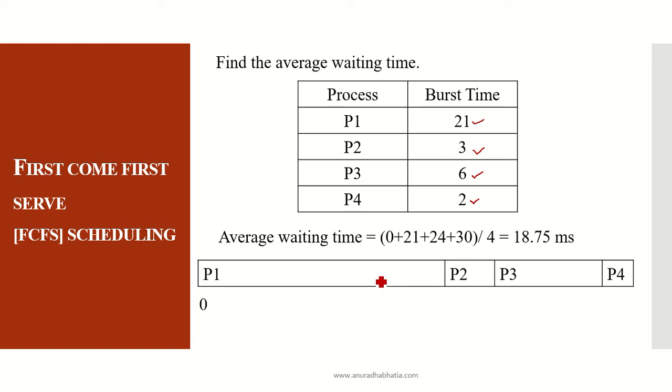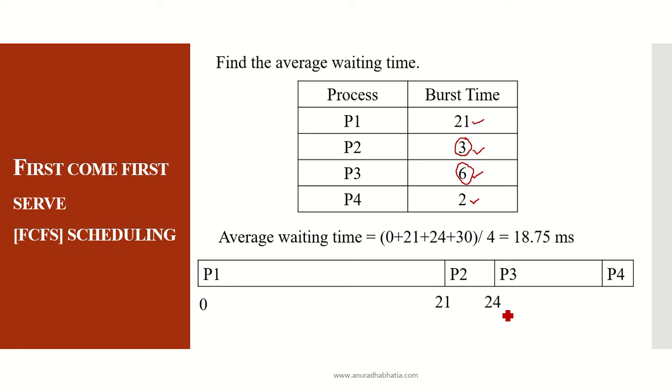Now the starting time for P1 is 0. So there's no waiting time, it initiates from 0 and it completes in 21 milliseconds. So process P1 takes 0 to 21. There's no waiting time, it starts at 0, but for process P2, the waiting time is 21 as it starts after 21. Now P2 executes for 3 milliseconds. So 21 plus 3 leads to 24. So 0, 21, 24. My process P3 starts at 24 milliseconds and its burst time is 6.